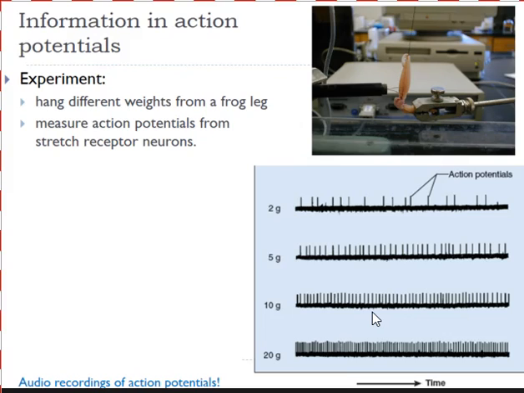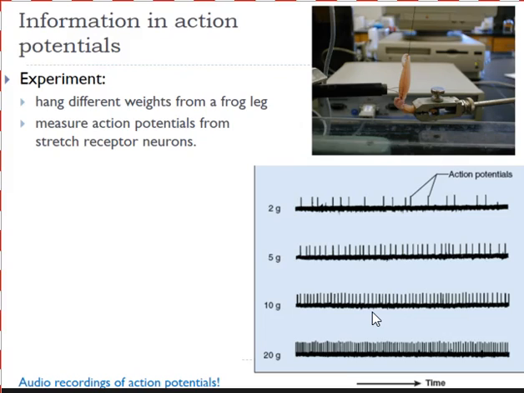But you can see a difference here. If we go from 2 grams to 5 grams to 10 grams to 20 grams, what are you seeing that's different in these recordings? We're just suspending a weight off these, but what does look different? Yeah, if you look at the 20 gram versus the 2 gram, and these are all intermediate in here, we have much higher numbers of action potentials being fired.